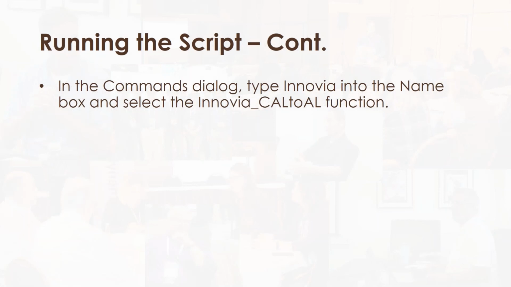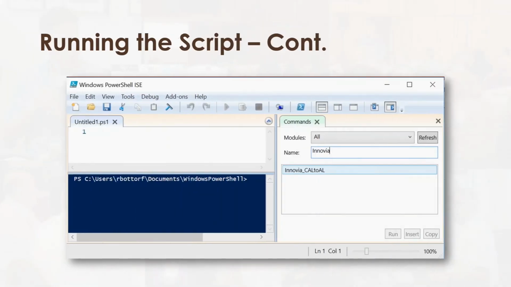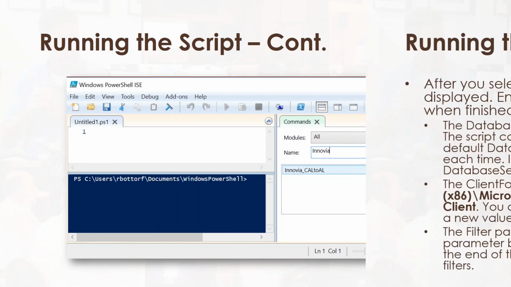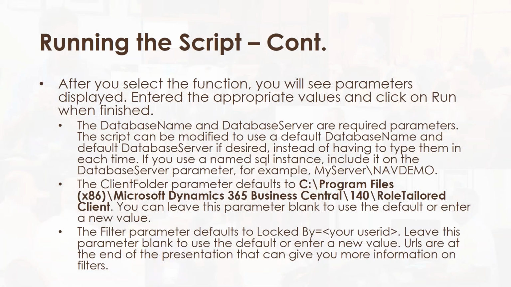Once you have your command add-on visible, you can click on the Innovia name. You can type in Innovia in the name box, click on the Innovia cal to AL function. And after you select that, you'll see your parameters. You'll see the database name, database server.